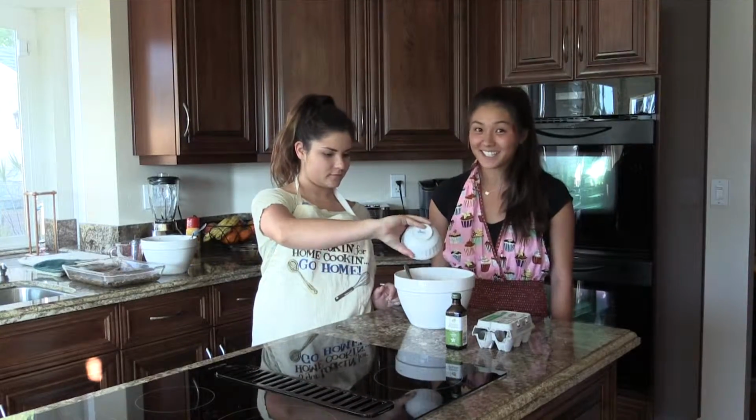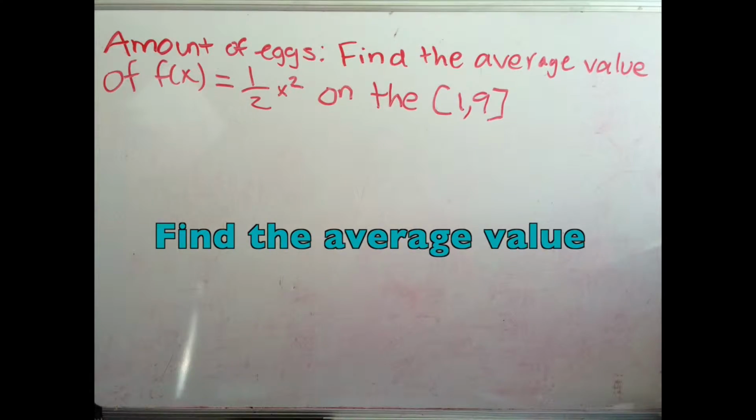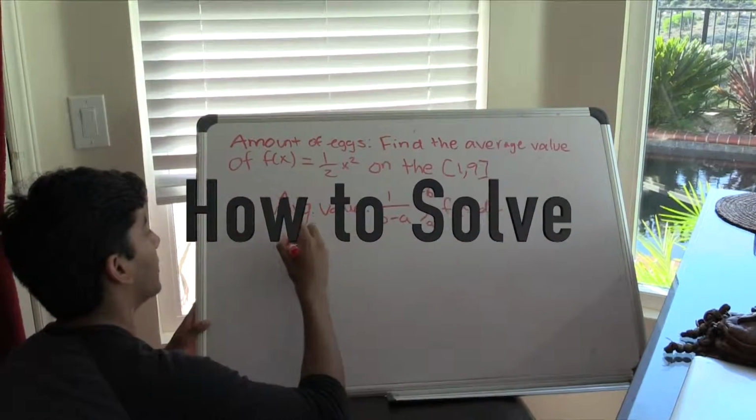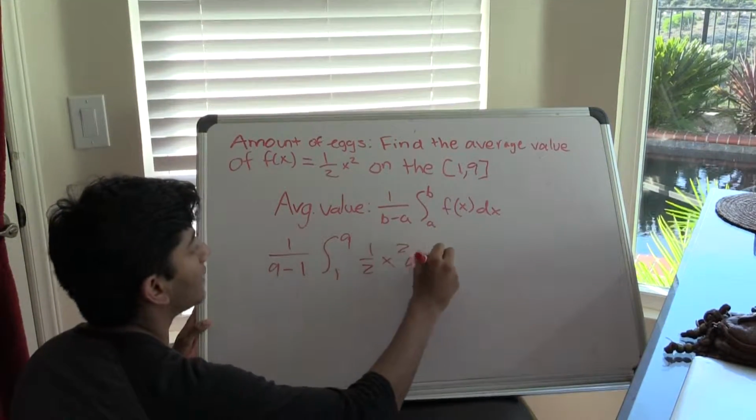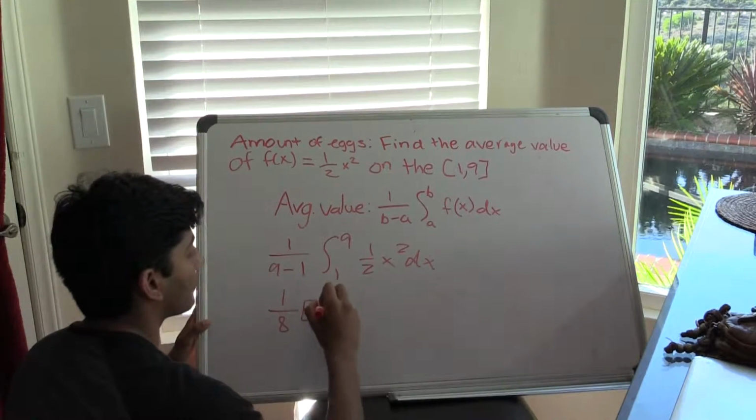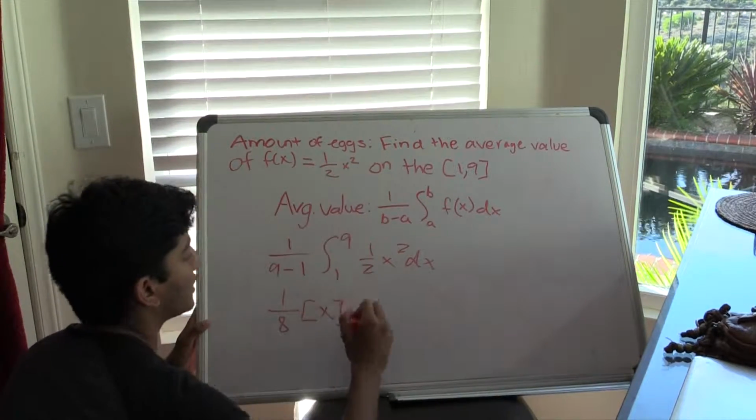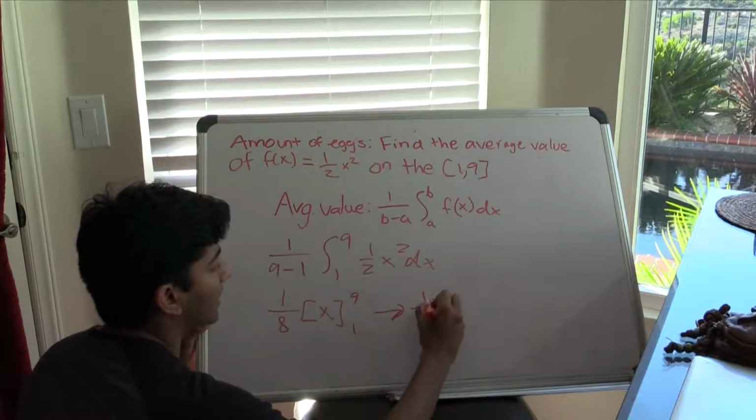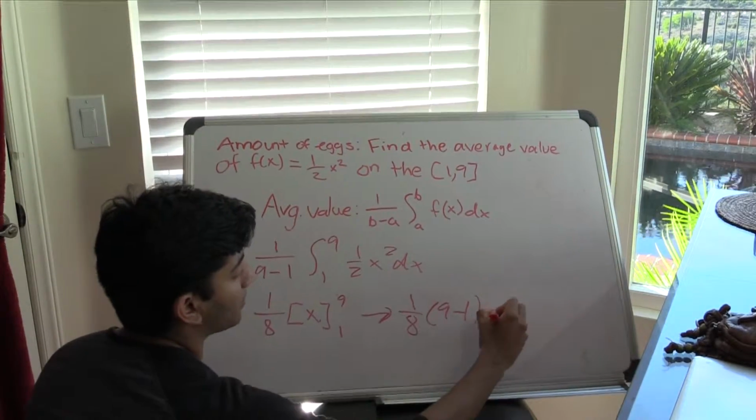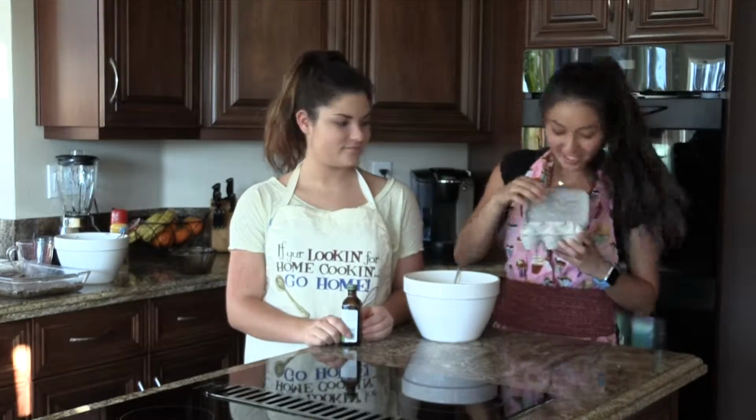Asaf, how many eggs do we need? Given this general equation for the average value, you'd go 1 over 9 minus 1 times the integral from 1 to 9 of 1/2 x squared dx. Then you want to anti-differentiate. The antiderivative of 1/2 x squared is x. So you plug in 9 minus 1, and you get 1/8 times 9 minus 1, which gives you 1. It looks like we're going to need 1 egg.